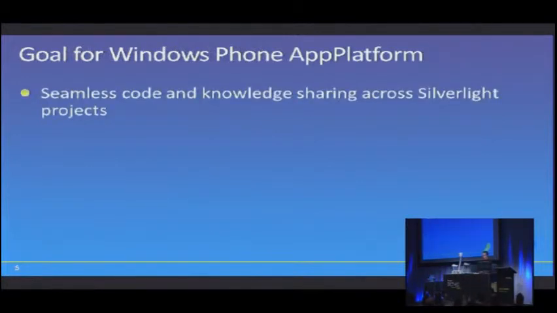So the goal we had with the application platform for Windows Phone 7 and using Silverlight was that you could seamlessly share the knowledge that you have about Silverlight and the code that you have in Silverlight across multiple projects. So you can write code for the web, and then you can take the majority of that code, run it on the device, and have it working. You can take the skills that you know about XAML, about Blend, about Visual Studio, all the things that you know already, you can take over to the phone without having to relearn a new framework or a new language or a new tool set.